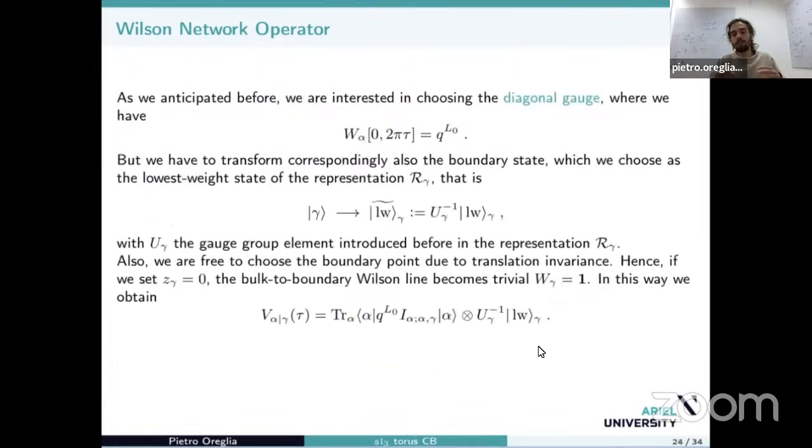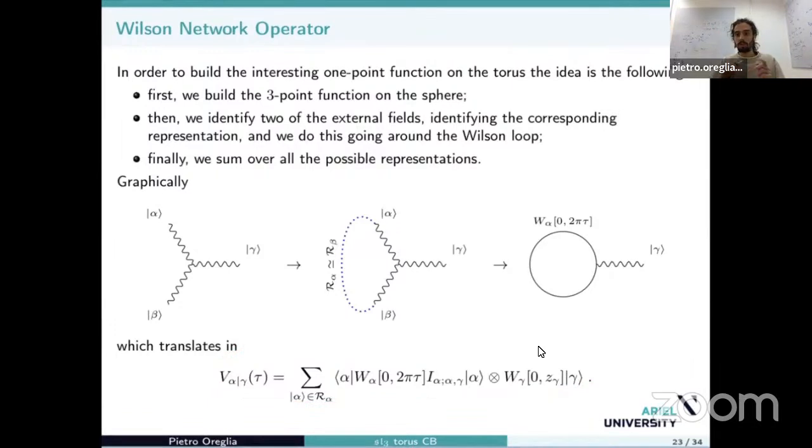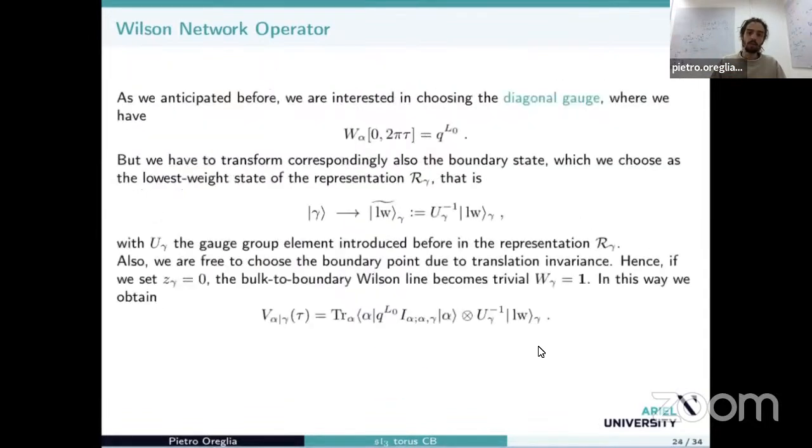As I said, we want to do this in a useful gauge, in particular the diagonal one, in which the Wilson loop acquires a very useful expression. This one here, as I said. If you look at the previous formula, in order to obtain this gauge-transformed version of the Wilson loop, the only term that is affected is the external field. In particular, we have to transform the external field into this transformed one with the gauge group element, and we choose the lowest weight state of the given representation as the external field.